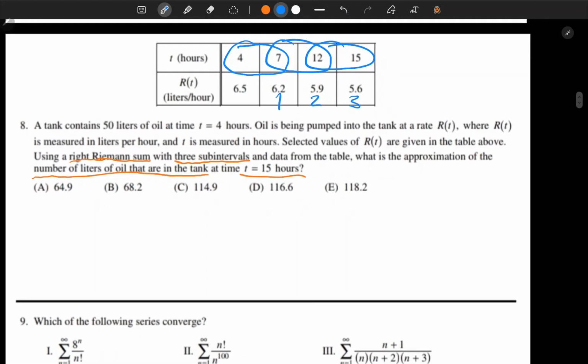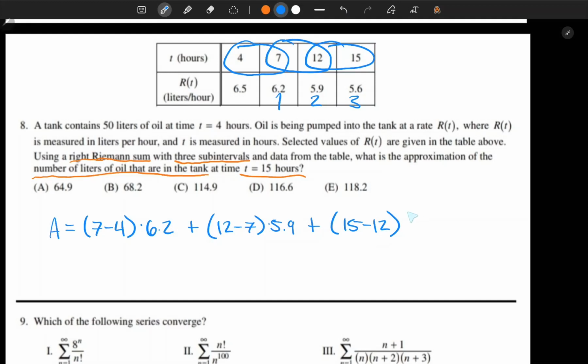So for the area under this plot, as a note, R of t is a rate. So if we take an integral of it with respect to time, then we get the amount of liters that have gone into the tank after this amount of time. So if we want to find the amount A of oil that has gone into the tank, this is equal to, using a right-Riemann sum, 7 minus 4, because this is the first interval. It's the distance between 7 and 4, times 6.2. And then we add to that the second interval, which is 12 minus 7, times 5.9. And the third interval, which we add to this, is 15 minus 12. And we weight that by the height, which is 5.6.